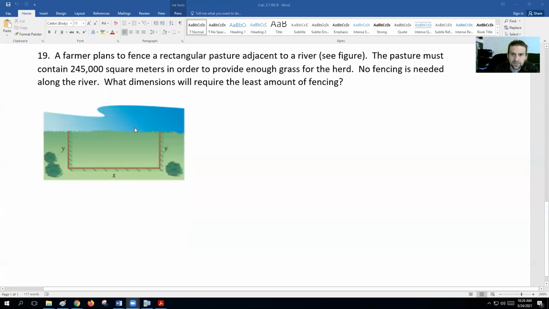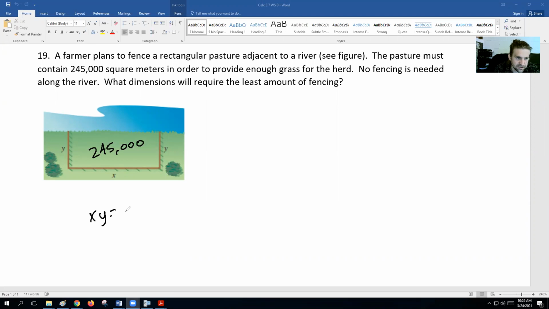All right, here we go. This farmer tries to make an enclosure, he needs to contain that much. So that's our constraint. So x times y equals 245,000. What we want to do is minimize the amount of fencing he would need.